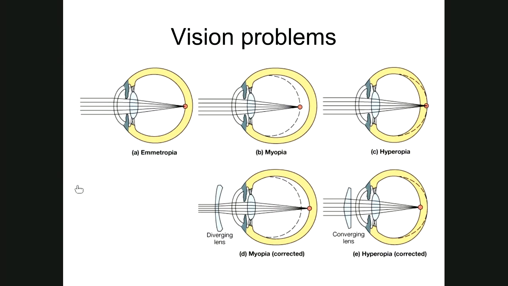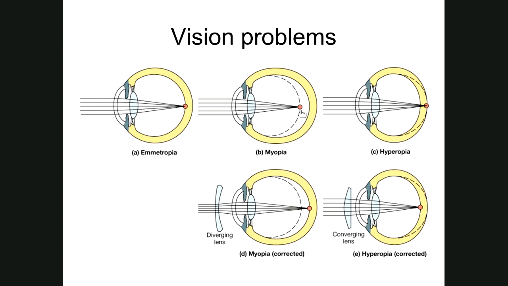Now we have some visual problems here on this slide here. And let's see, emmetropia is normal vision, that's A. So you see the light coming in is focused right there on the retina. Number 2 is myopia, M-Y-O-P-I-A. Now look at that, it's not focused, it's focused in front of the retina.